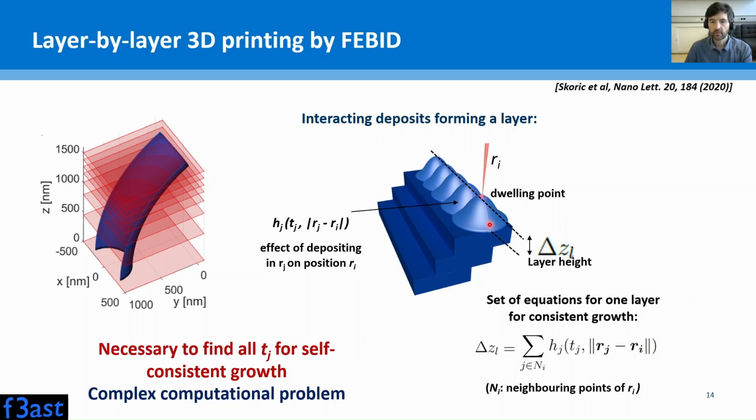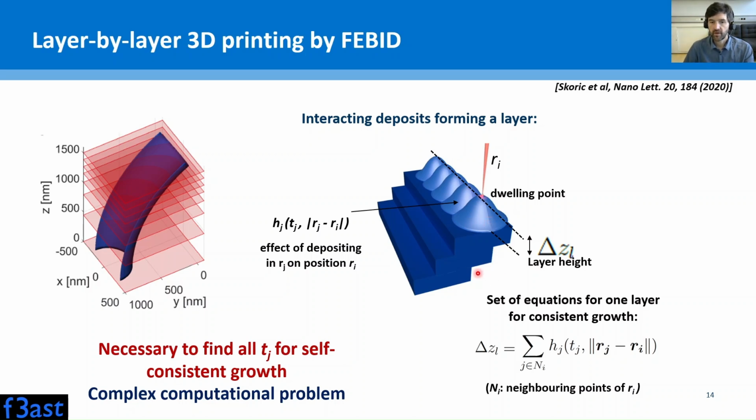If there was no interaction in between points, this would be relatively simple, but this is not the case because when I am depositing in a given point, I'm also affecting neighboring points. So this proximity effect is similar to the one that takes place in electron beam lithography, but here, of course, we are doing it in a 3D geometry, and this is FEBIT, this is not electron beam lithography.